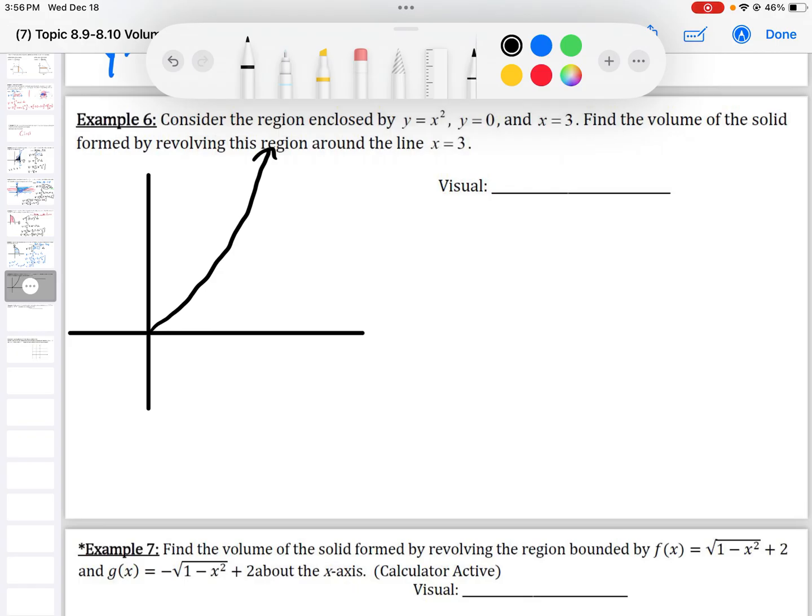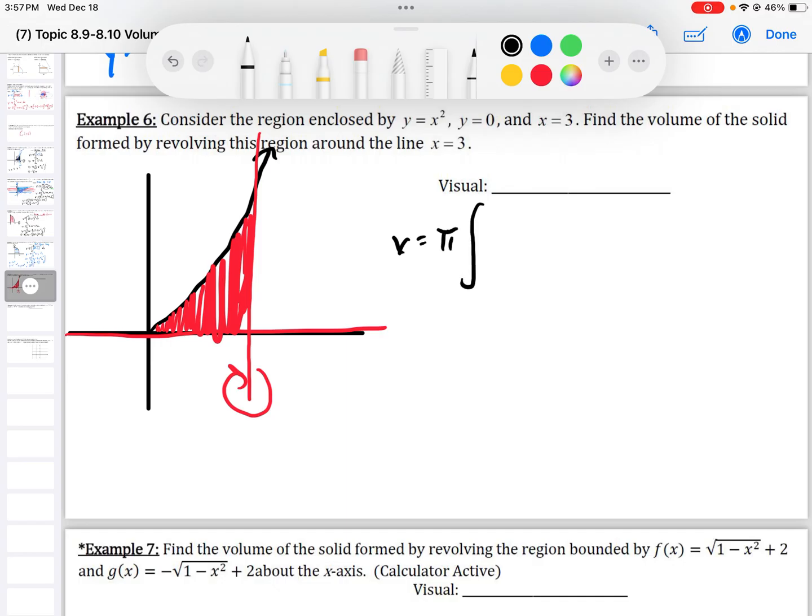And so just in the first quadrant, x equals 3 is over here. Y equals 0. And so it's this region in here. And we're going to rotate this around that line x equals 3. So it's like rotating around the y-axis. So I'll still have a volume.